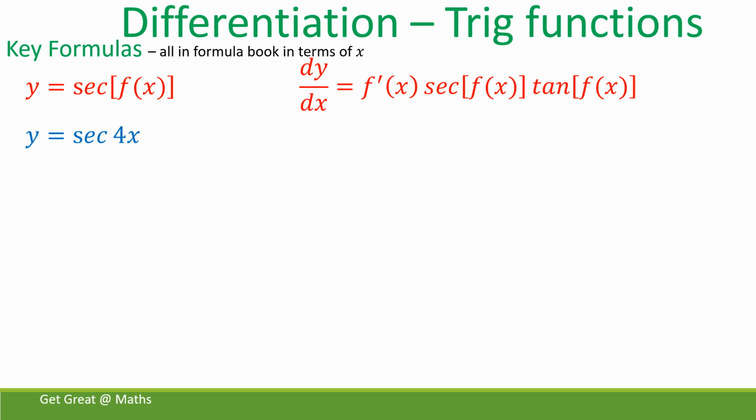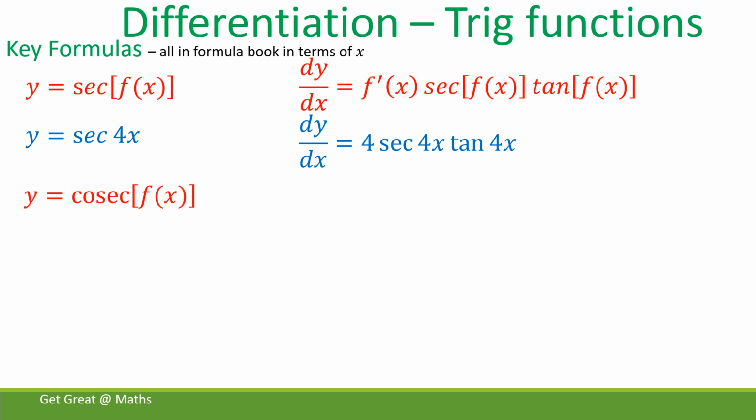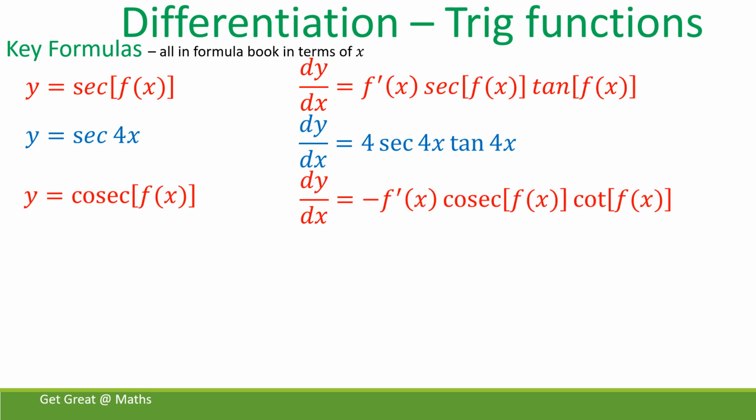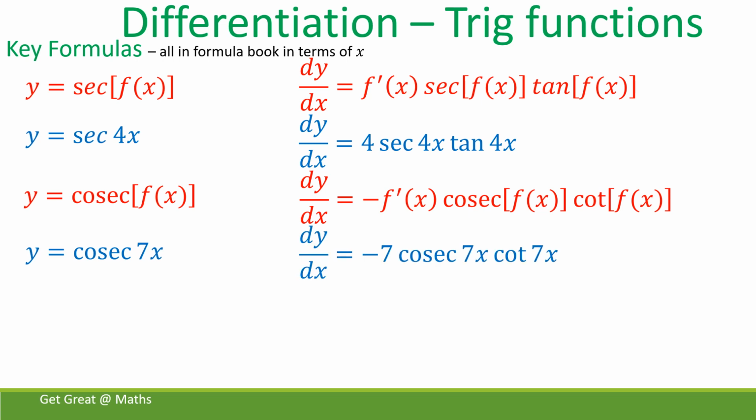So an example of this is y equals sec of 4x. The differential of 4x is 4, so dy by dx will be 4 sec 4x tan 4x. The next one, also given to you in the formula book, is cosec of f of x. So dy by dx is equal to minus f dashed of x cosec f of x cot f of x. Remember, you multiply by the differential, f dashed of x, then you do what it says in the formula sheet. So for example, if I'm differentiating cosec of 7x, dy by dx will be the differential of 7x, which will be 7. It's going to be minus, so it'll be minus 7 cosec 7x cot 7x.